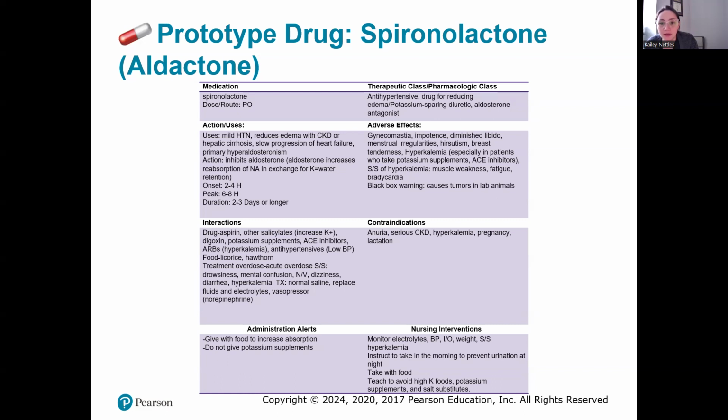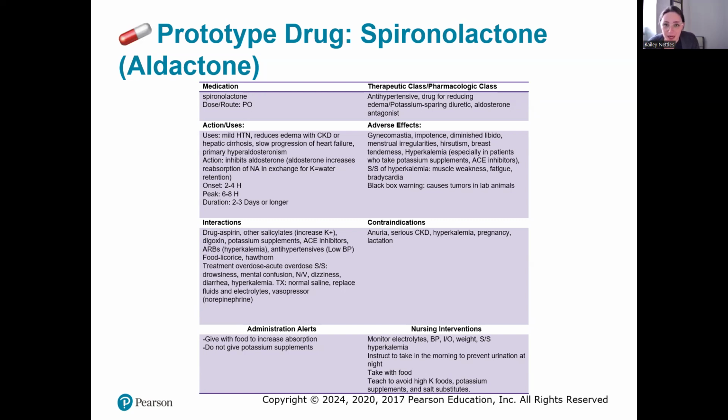Treatment overdose signs and symptoms are drowsiness, mental confusion, nausea, vomiting, dizziness, diarrhea, hyperkalemia. So we're going to treat the symptoms. Usually normal saline will fix it all. The confusion, dehydration, the diarrhea, those kinds of things, normal saline will fix a lot of it because you'll get more hydrated and you won't be so confused. To replace the fluids, replace the electrolytes. Take away the electrolytes if the hyperkalemia is too much. Use the potassium lowering drugs, and then vasopressors like norepi for the hypotension.